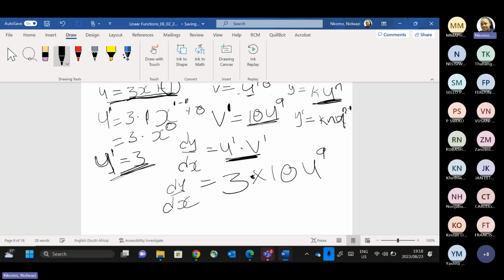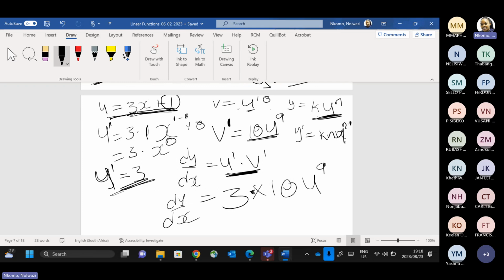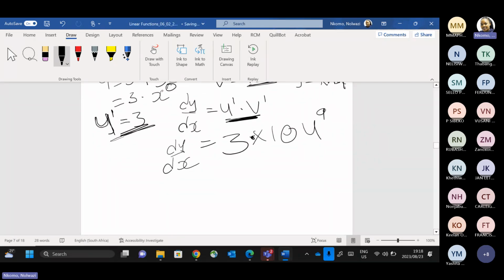But we were not given this function in terms of u. This function was given in terms of x. So your final answer must be in terms of x again. Remember, we said our u is equal to 3x + 4, right? So where there is u, you can substitute u with 3x + 4.